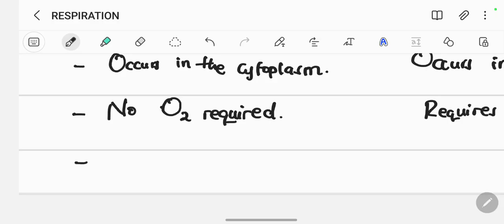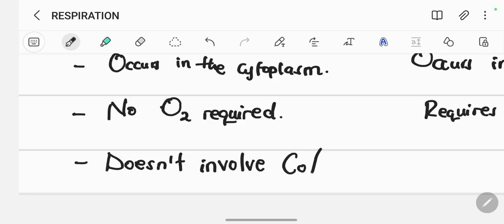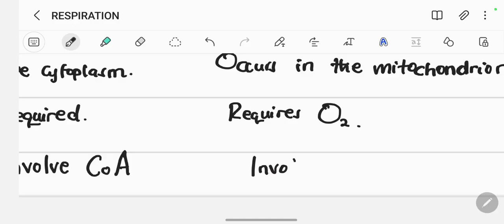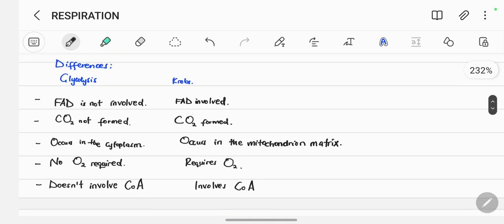Then glycolysis doesn't involve coenzyme A, but our Krebs cycle involves coenzyme A. So these are the differences.